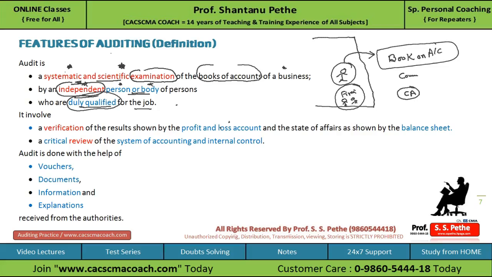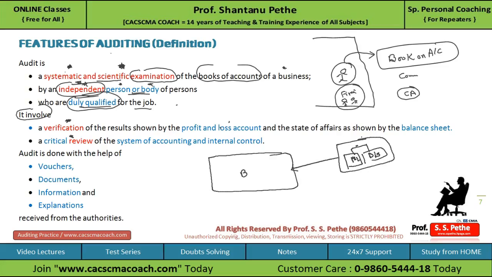Now let's further see what audit involves. Audit involves two things. First is verification, and second is critical review. Now when we say verification, what do you have to verify? The auditor will have to verify the profit and loss and the balance sheet. So whatever result is shown by profit and loss, or the financial position shown by the balance sheet, these results and financial positions should be verified with the records of the company. That is, with the books of accounts of the company.